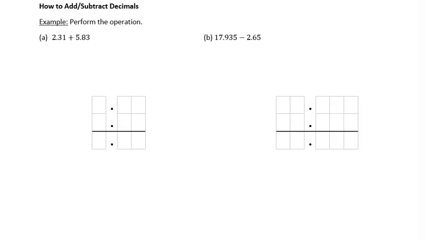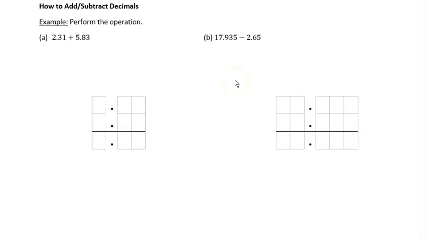In this video, we're going to learn how to add and subtract decimal numbers. Let's start with the first example where we need to add 2.31 and 5.83. To add decimals, we stack them so that the decimal points align.